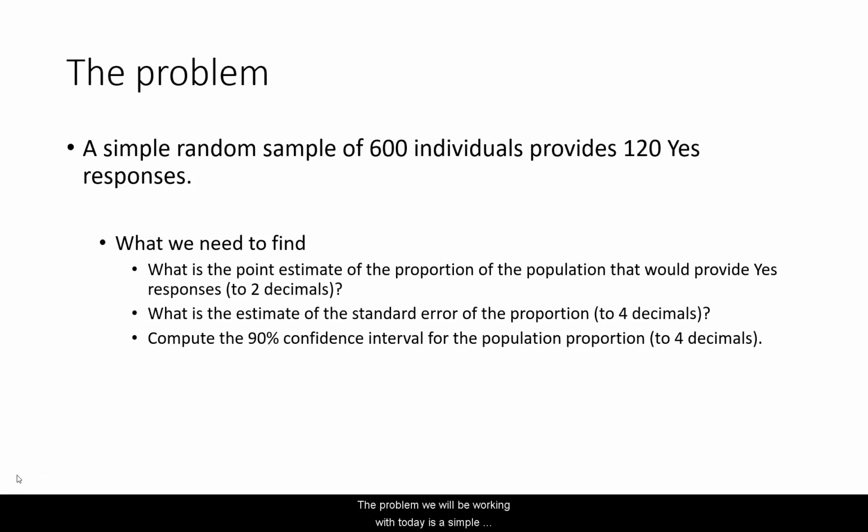The problem we will be working with today is a simple random sample of 600 individuals provides 120 yes responses. What we need to find is the point estimate of the proportion of the population that would provide yes responses to 2 decimal places, the estimate of the standard error of the proportion to 4 decimal places, and to compute the 90% confidence interval for the population proportion to 4 decimal places.